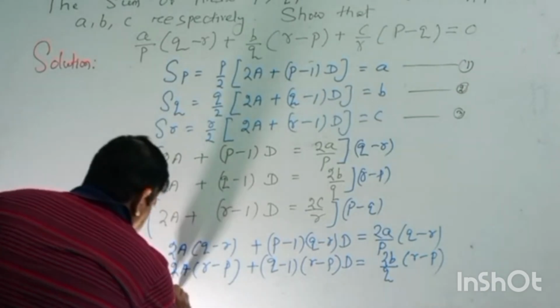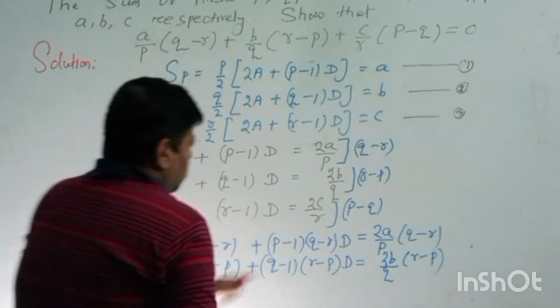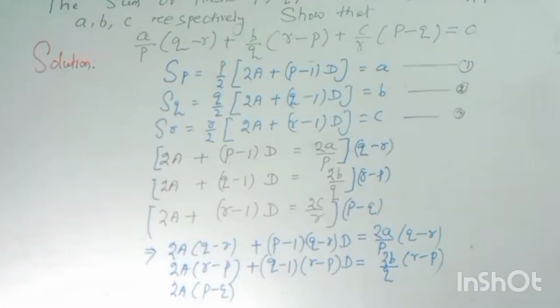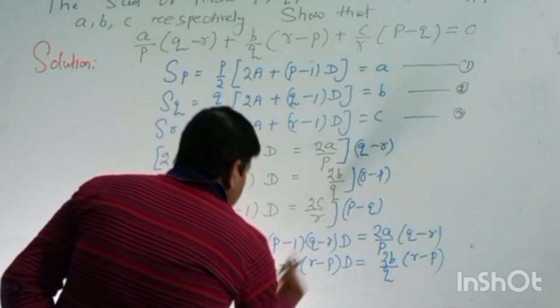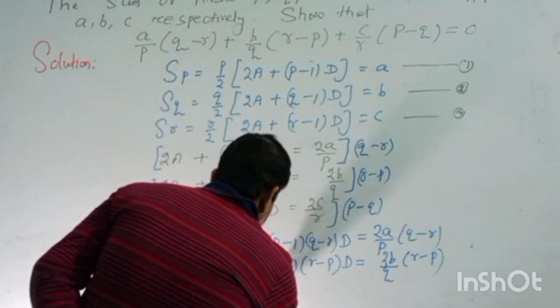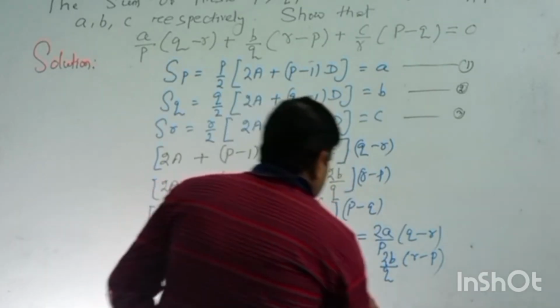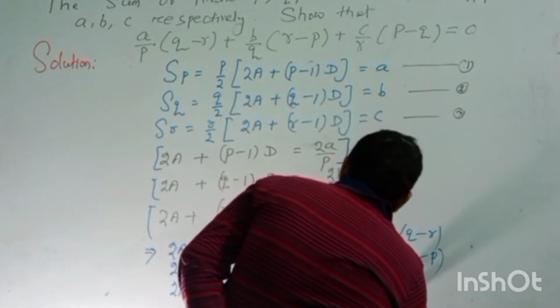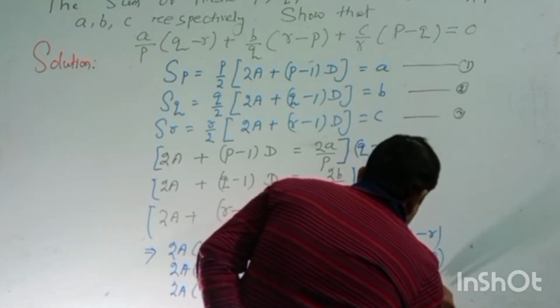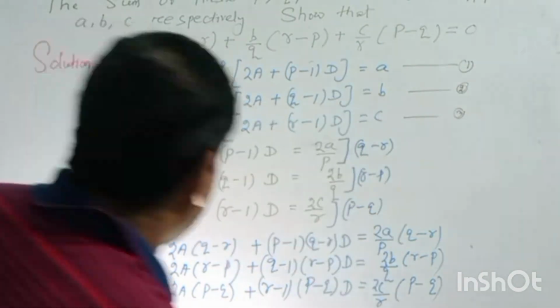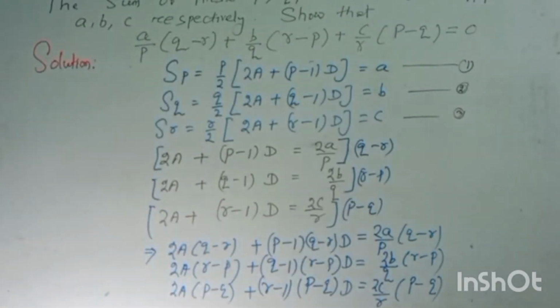In a similar manner, P minus Q is also multiplied. This is 2a (P − Q) + (R − 1)(P − Q)d = 2C/R (P − Q). Is it clear? Understand? Look at the statement here. Once again, see what I wrote down. Shall I proceed? Okay.